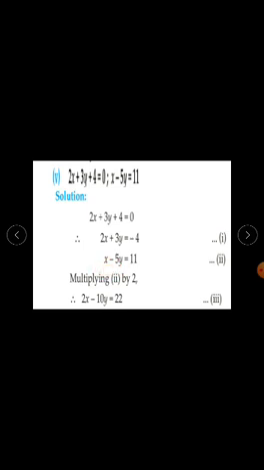So, x into 2 is 2x, minus 5y into 2 is minus 10y, equal to 11 into 2 is 22. Therefore, 2x minus 10y equal to 22, and this is your equation 3.